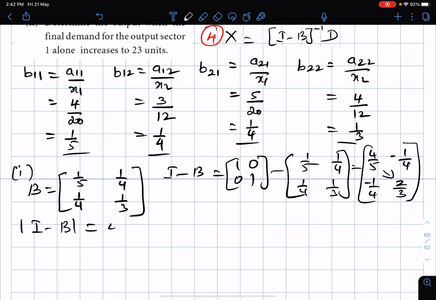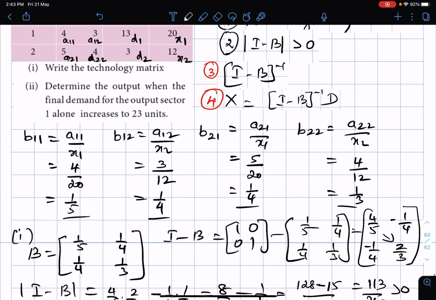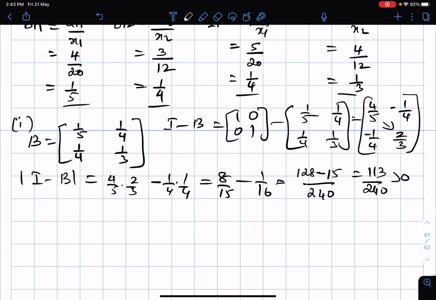You will get 4 by 5 into 2 by 3 minus 1 by 4 into 1 by 4. That is nothing but, you cannot cancel anything, minus 1 by 16. So the LCM is 240, and here you get 128 minus 15, that is nothing but 113 by 240. This is greater than 0. So our second condition is also verified. Therefore it satisfies the Hawkins condition, isn't it?